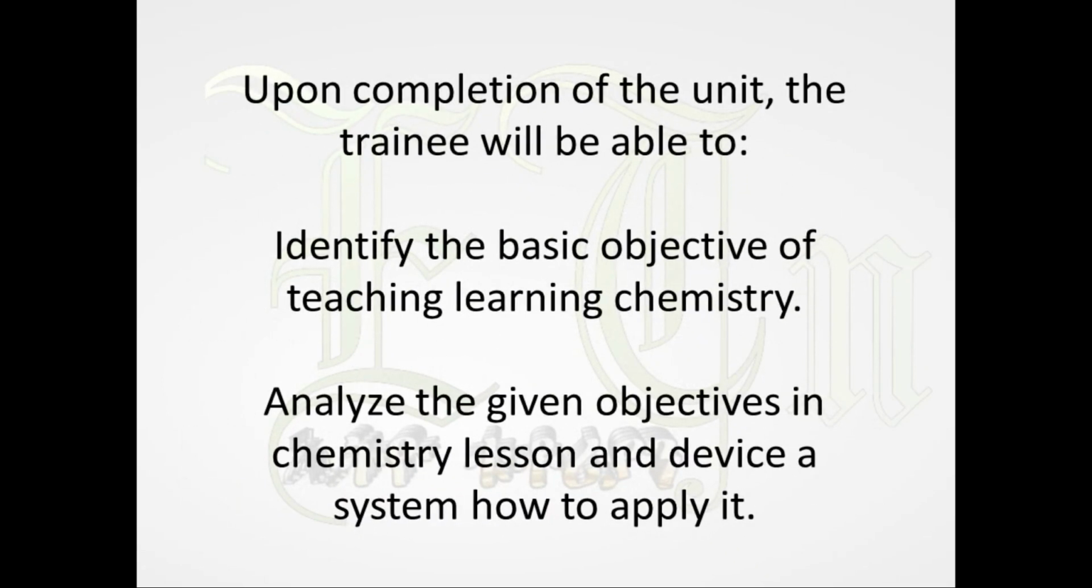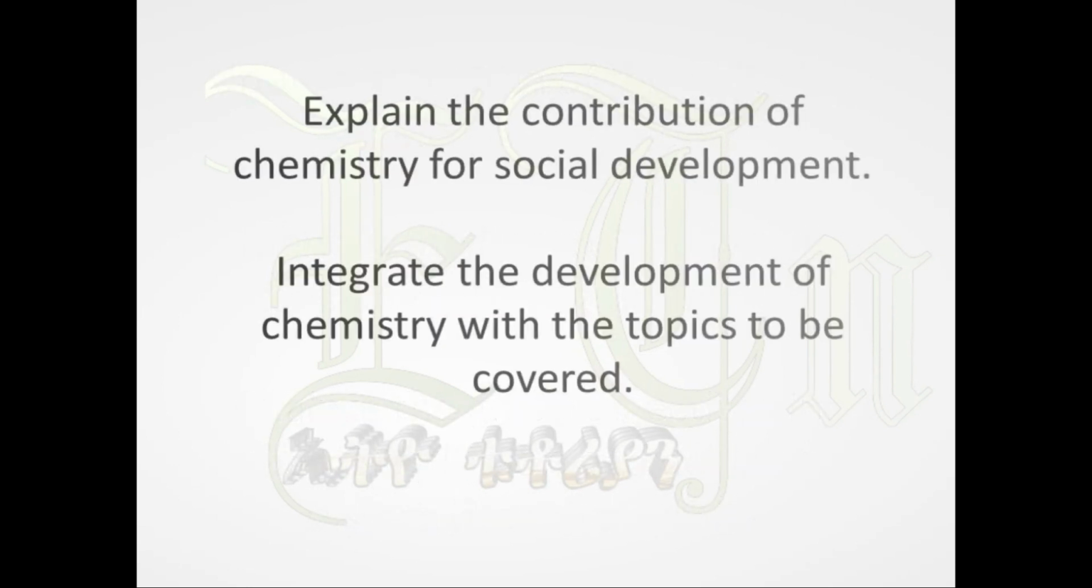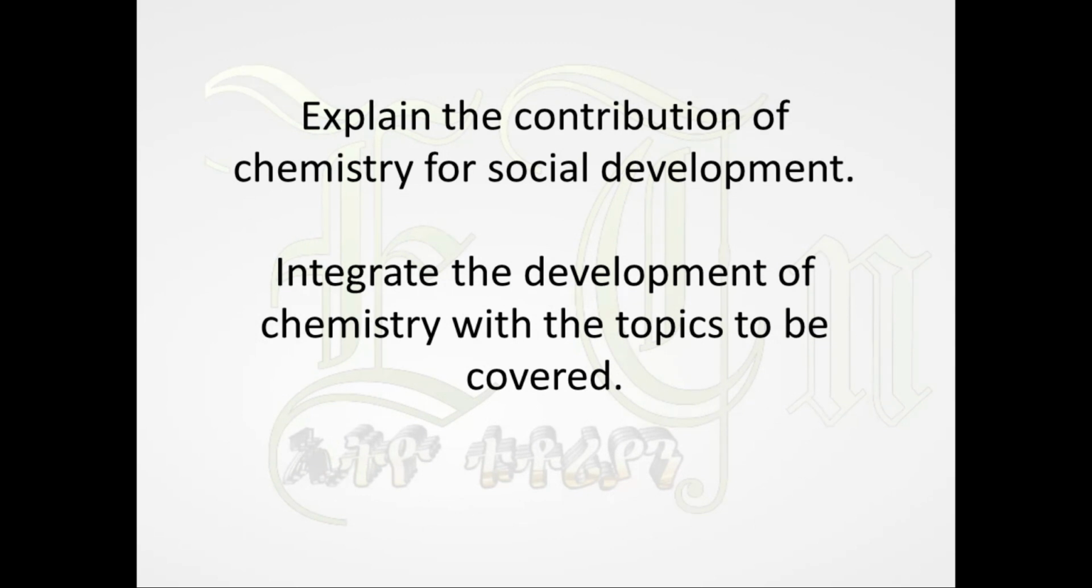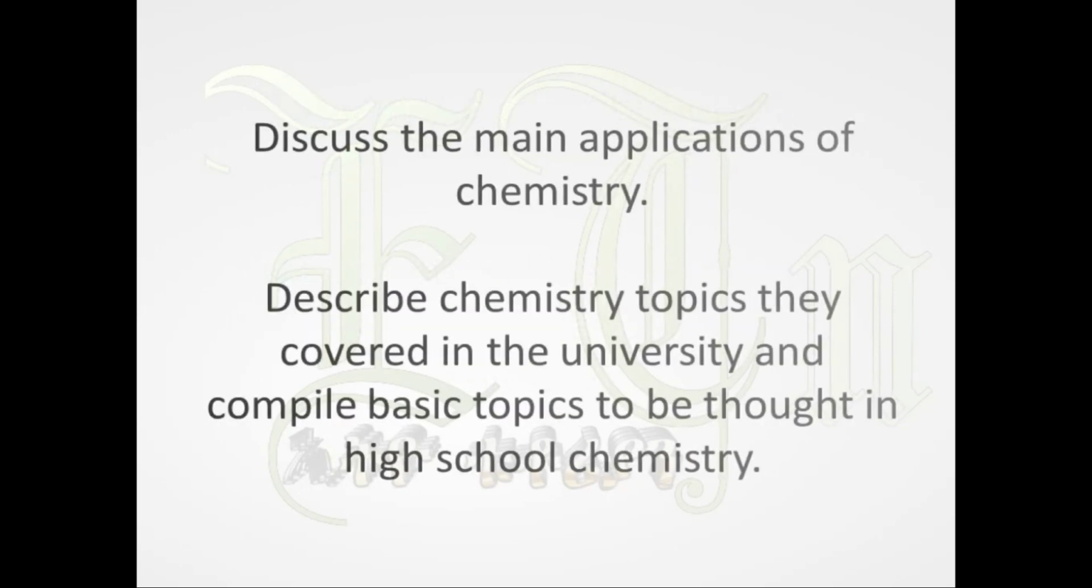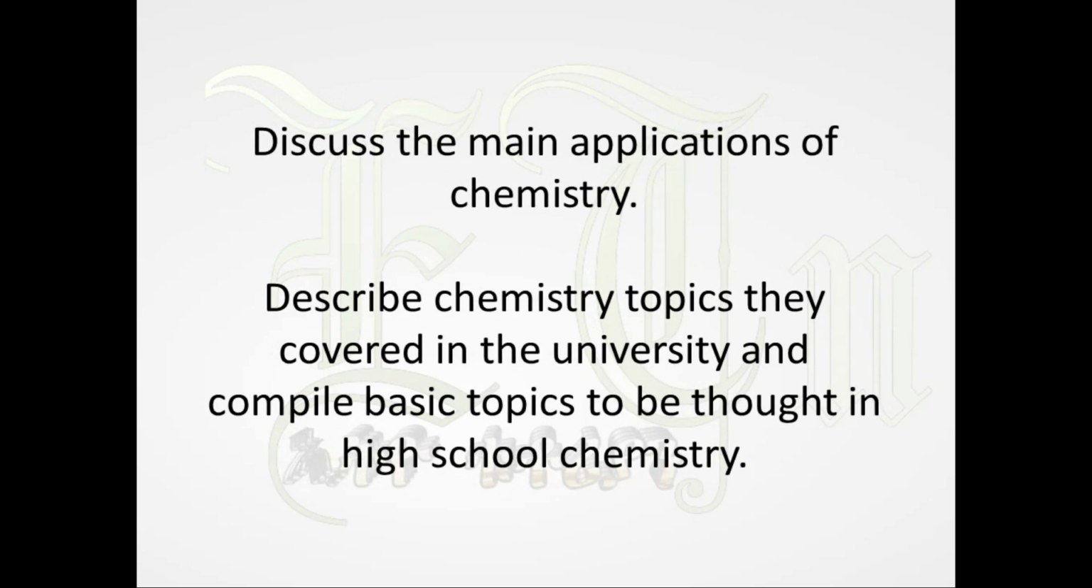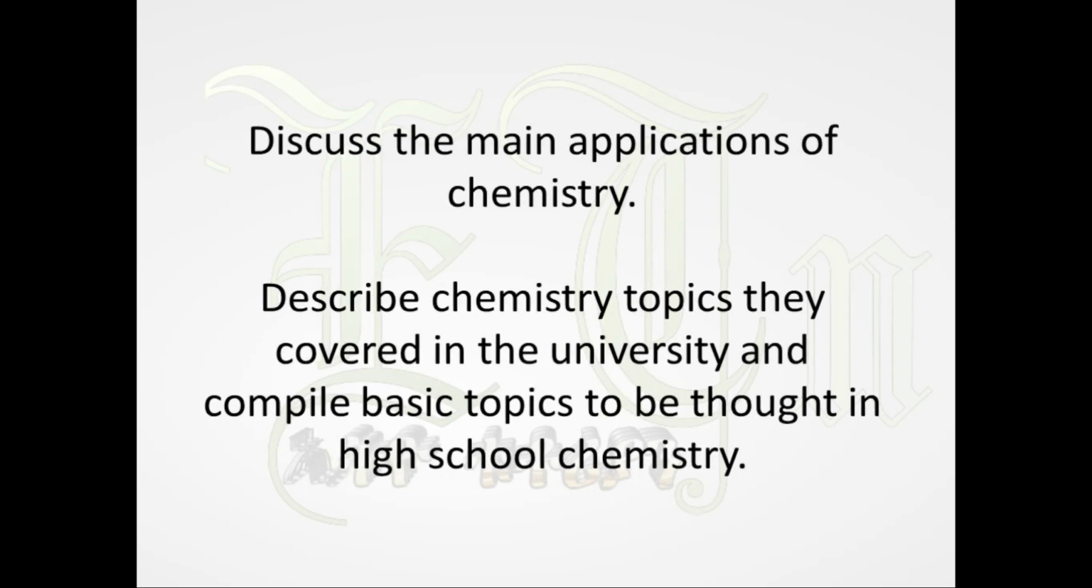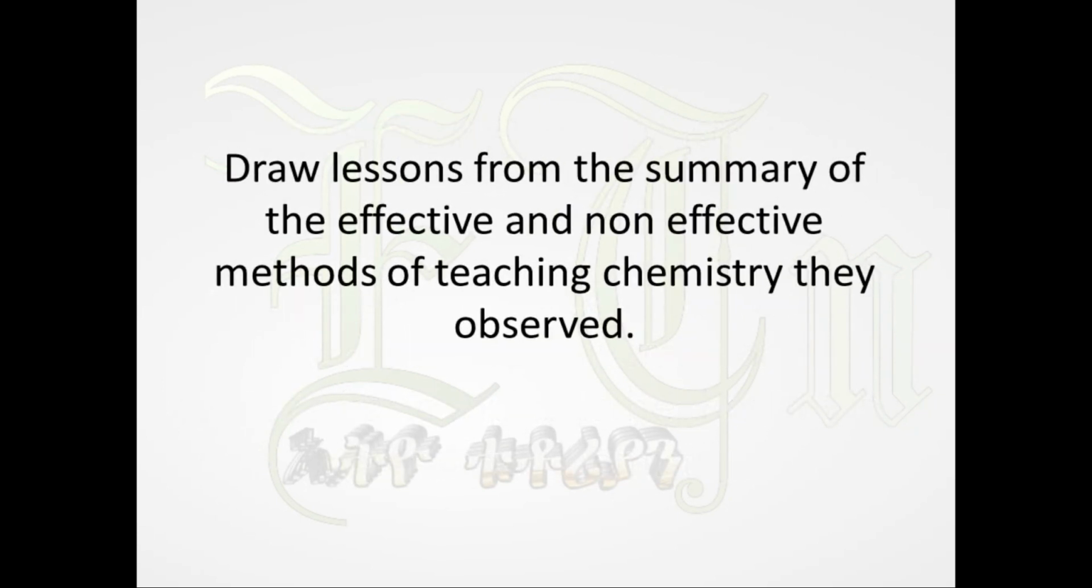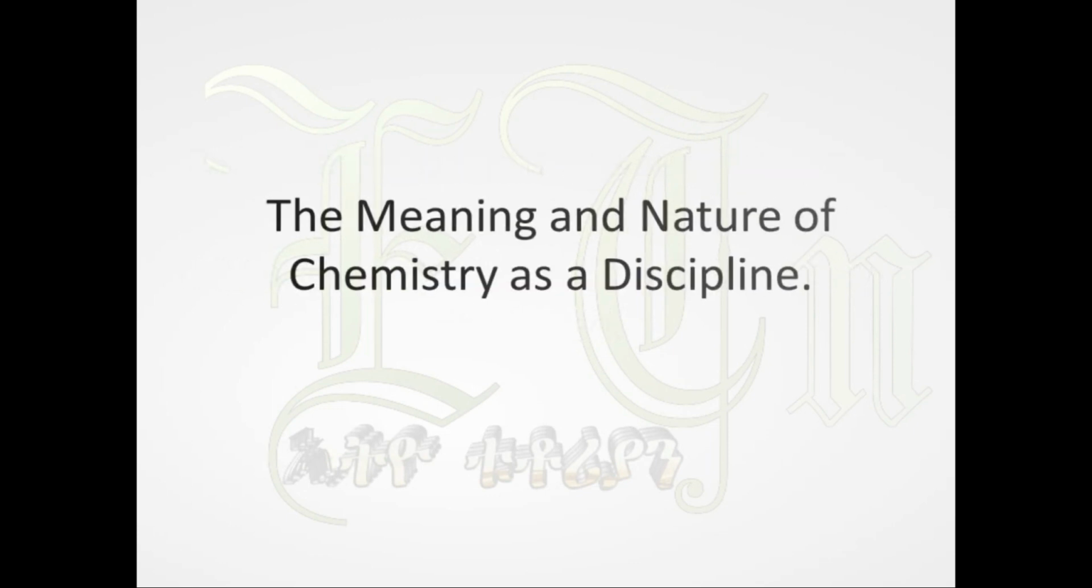Upon completion of the unit, the trainee will be able to identify the basic objectives of teaching and learning chemistry, analyze the given objectives in a chemistry lesson and devise a system of how to apply them, explain the contribution of chemistry to social development, integrate the development of chemistry with the topics to be covered, discuss the main applications of chemistry, describe chemistry topics they covered in the university and compile basic topics to be taught in high school chemistry, and draw lessons from the summary of the effective and non-effective methods of teaching chemistry they observed, the meaning and nature of chemistry as a discipline. Activity 1.1.